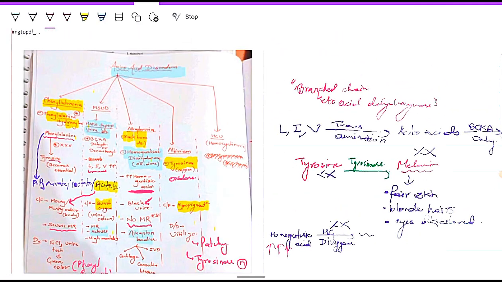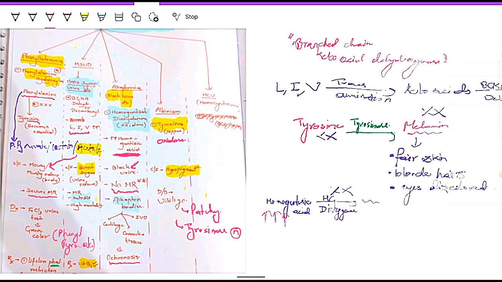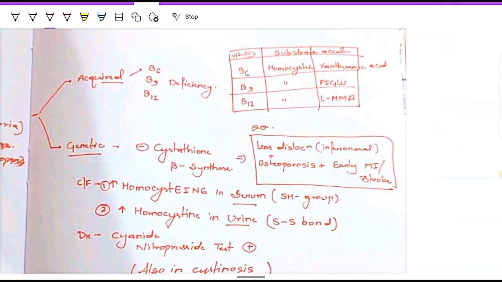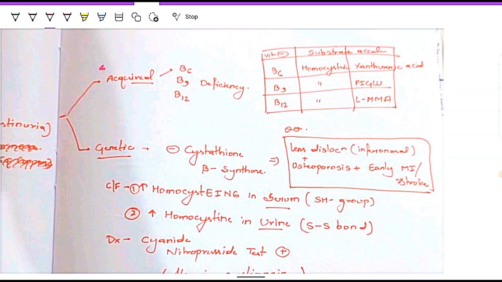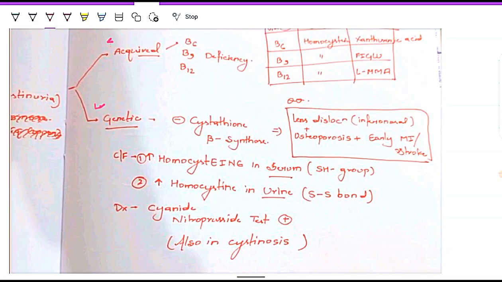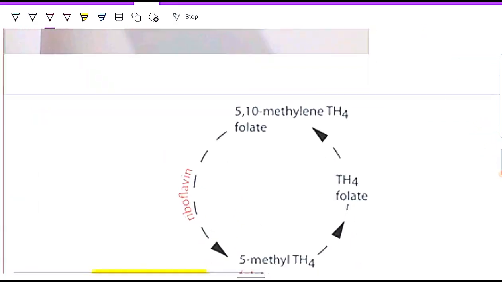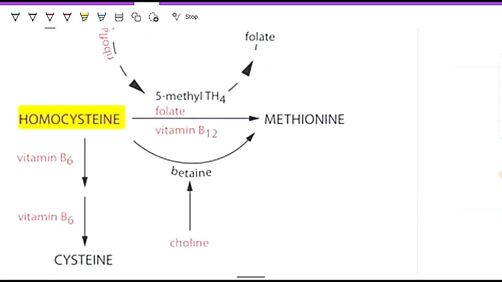Now the last amino acid metabolism disorder we are going to study is homocystinuria. It is very important, very commonly asked in exams. Homocystinuria can be of two types: the first one will be acquired, and the second one will be genetic. The acquired one is due to deficiency of B6, B9 and B12. See how the B6, B9 and B12 deficiency will cause homocystinuria. We'll study in this slide. Homocysteine gets converted to methionine in the presence of folate, which is vitamin B9, and vitamin B12.